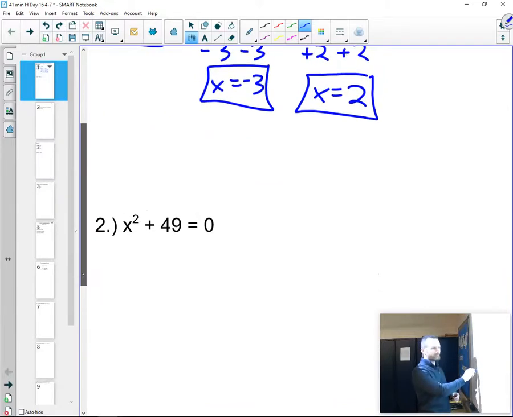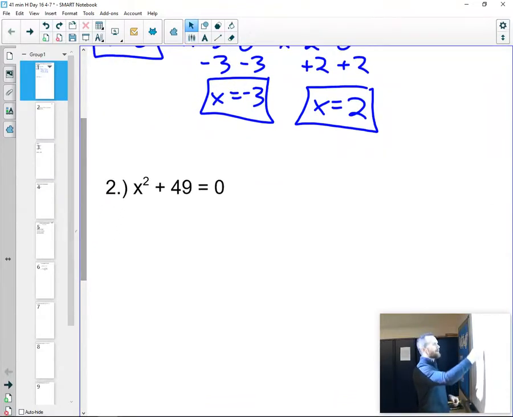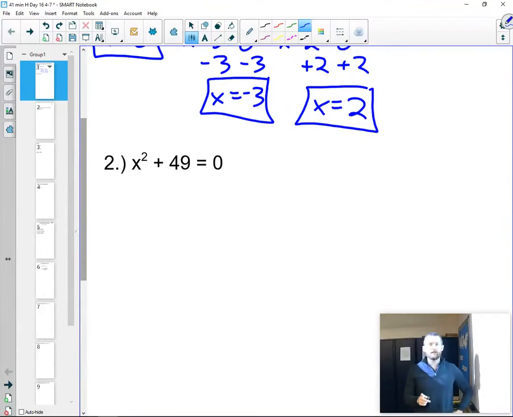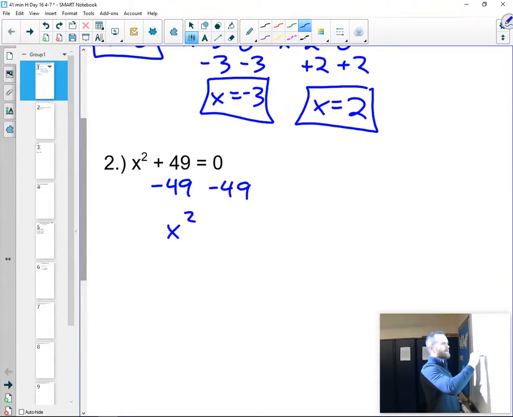Let's take a look at number 2. Now we've got a quadratic, x squared plus 49 equals 0. Now I don't see a b value. There's no x term. We just see an x squared. There's no x to the first power. That means we can just get x by itself here. Let's subtract 49 from both sides. That gives us x squared equals negative 49. The last thing to get rid of to get x by itself is that power of 2.